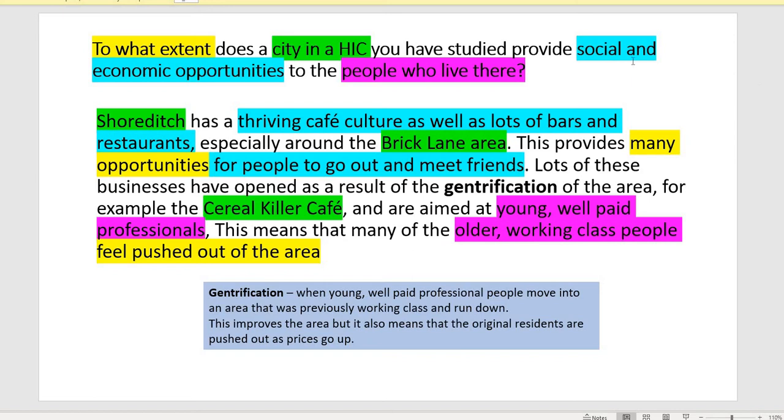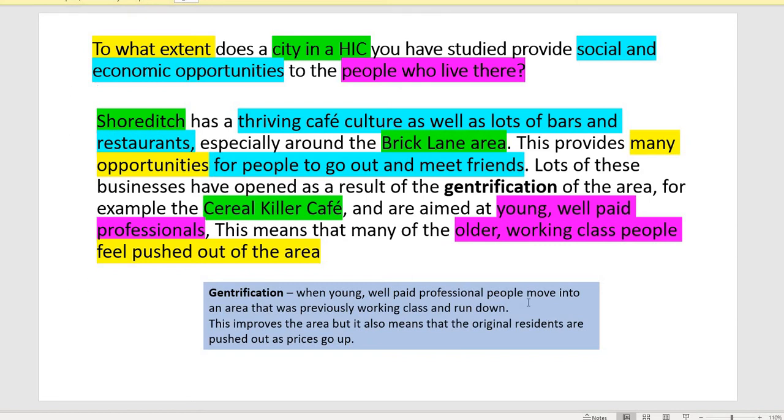I've said what the social opportunities are, that there's bars and there's restaurants and that people can go out and meet their friends. And then with the people who live there, I'm talking about 2 different types of people in this paragraph. I've mentioned the young, well-paid professionals, the university graduates, and I've also mentioned the original, older, working class people. Okay, so in this paragraph, we are hitting all of these different parts of the question.